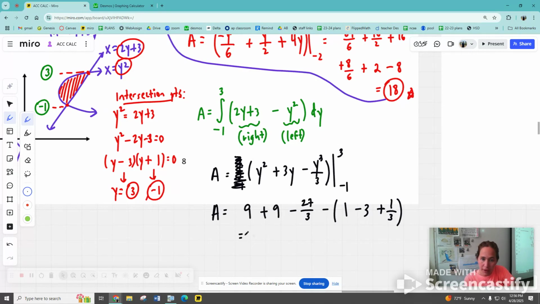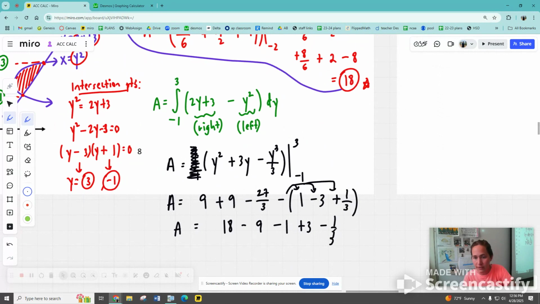And then we simplify. 9 plus 9, so 18, minus, speaking of 9, minus 9 again, minus 1, how about plus 3, and then minus 1/3. All said and done, you can check the solution. You get 32/3 square units for that area.